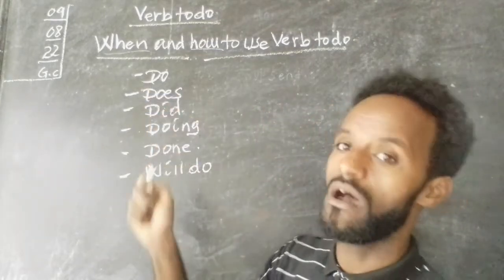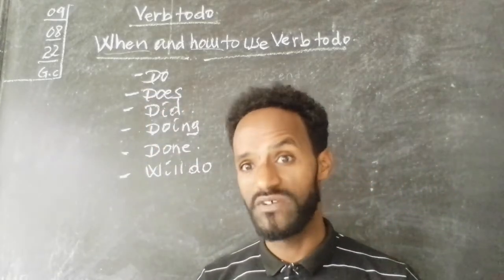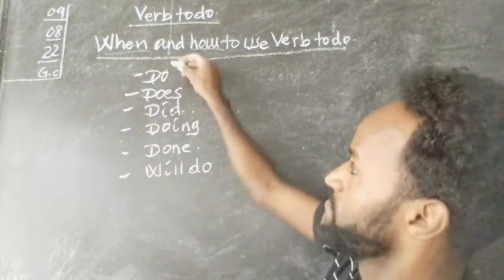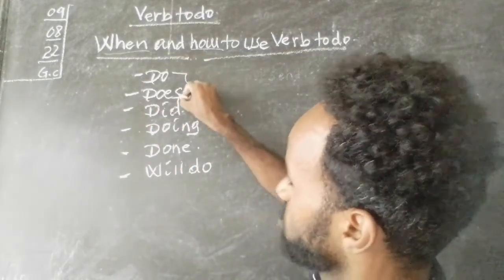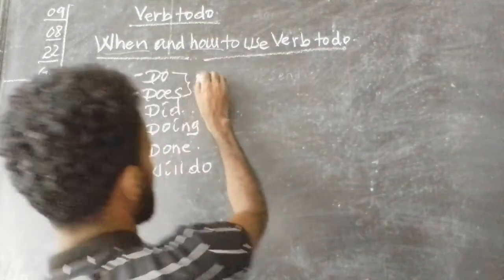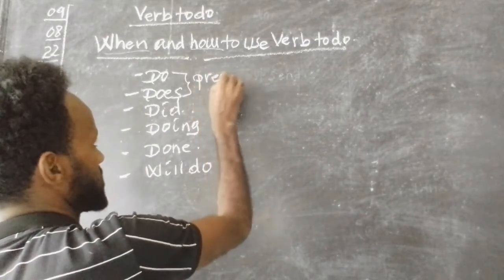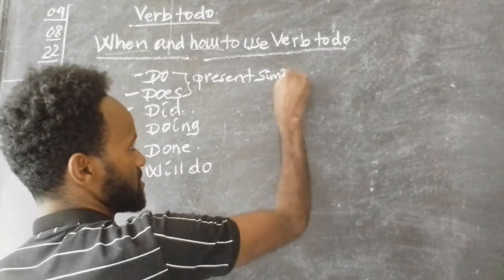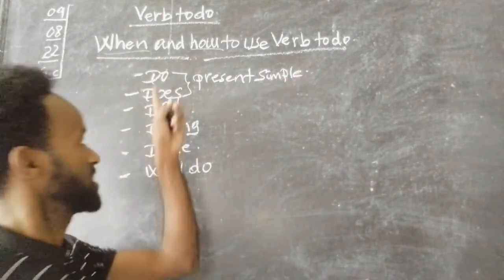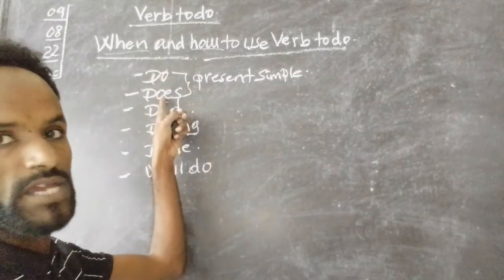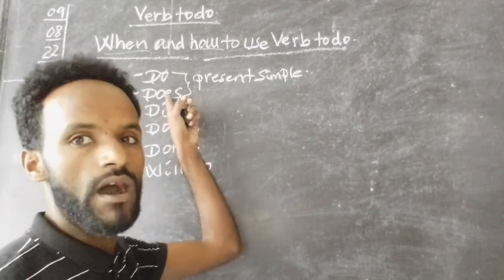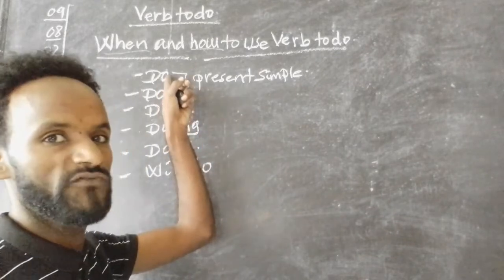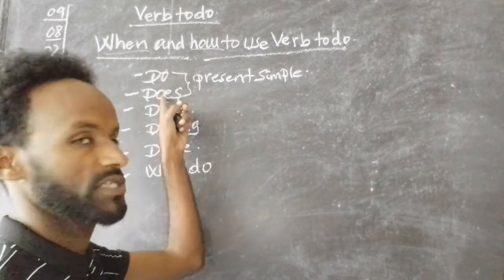Do and does are the kinds of verbs to do that we use most of the time when the given action is in present. So we call it the present simple of verbs to do. Present simple. Yes? So present simple of verbs to do are 2 numbers, do and does. The difference between do and does is what? This one is used for the plural and this one is for the singular.